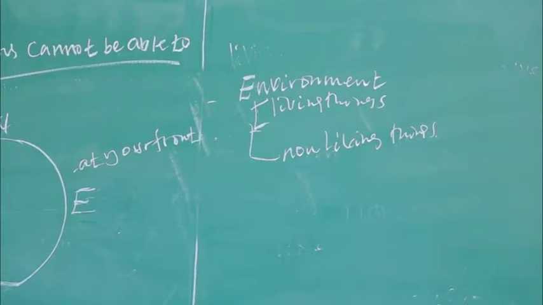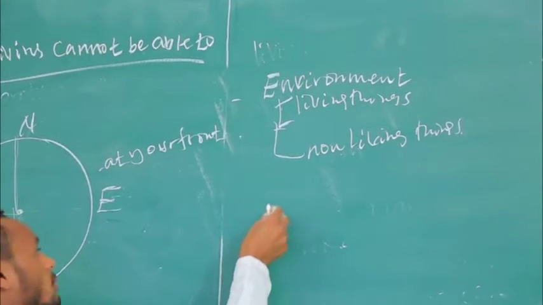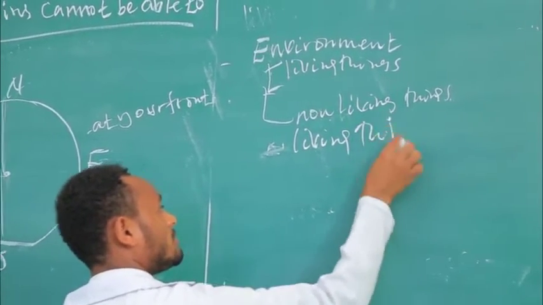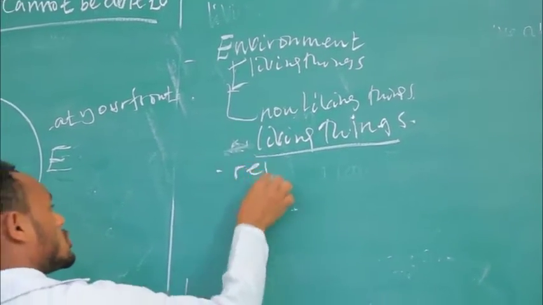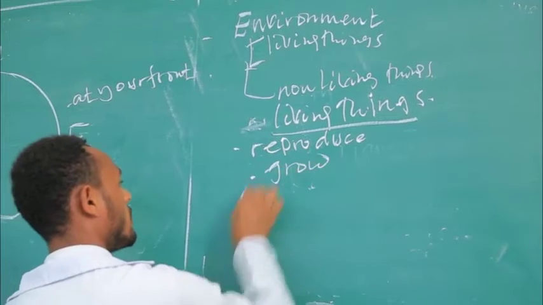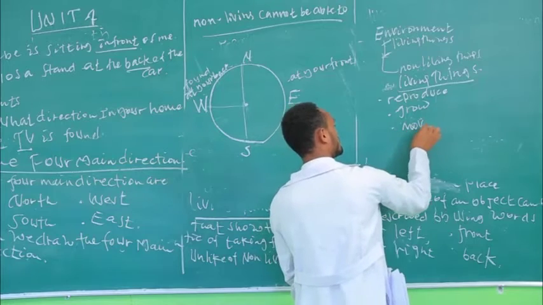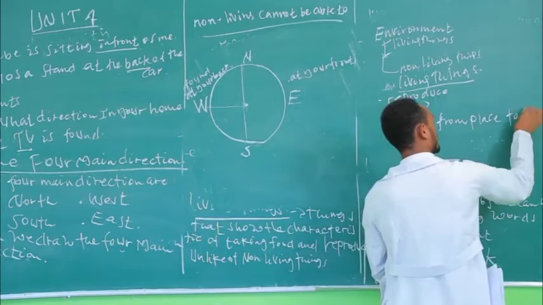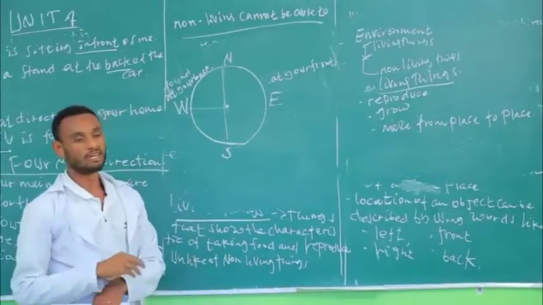Unlike that, living things can move from one place to another. Living things reproduce. Living things grow. Living things move from place to place. This is the difference between non-living and living objects.